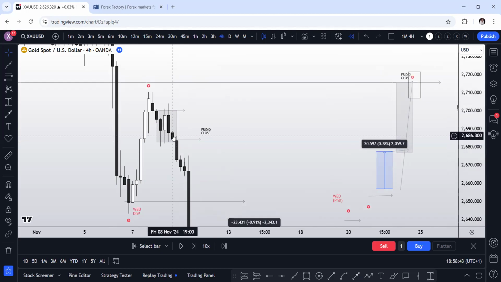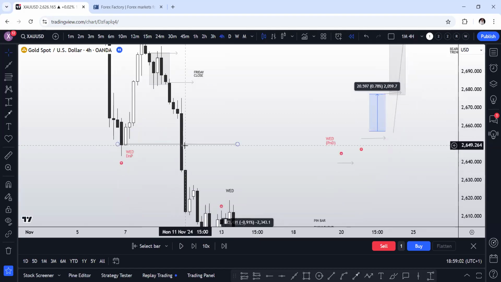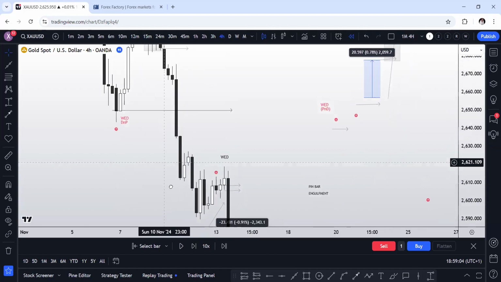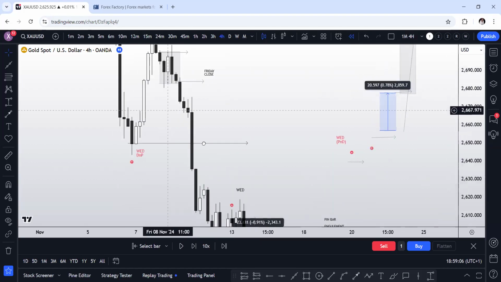This is a Friday close. Friday of 8th of November. It closes as a bearish market, and then on Sunday the market opens and triggers off the previous resistance, and then starts coming down. On Monday, it continued downward. That's a huge pips on Monday.